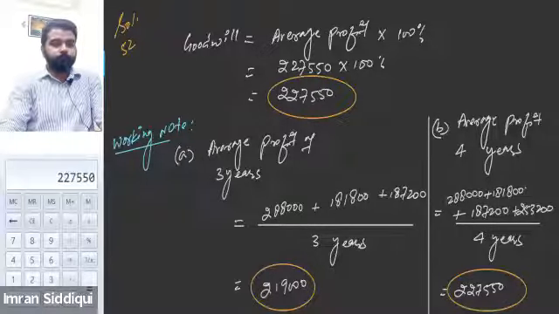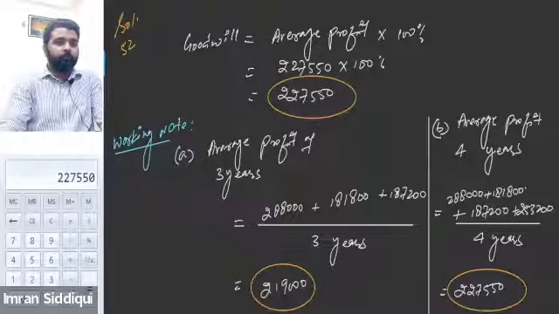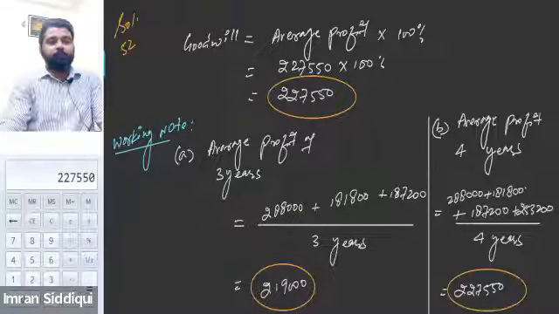Sir, first we have to calculate the average profit for 3 years and average profit for 4 years. Then we have to check which one is the highest, and the highest one will be the average profit, and we have to take 100% of that. Correct. We do not do such calculation every time. Since the question is saying like this, therefore we had to find the average profit for 3 years and for 4 years. So depending upon the question, calculation will vary.